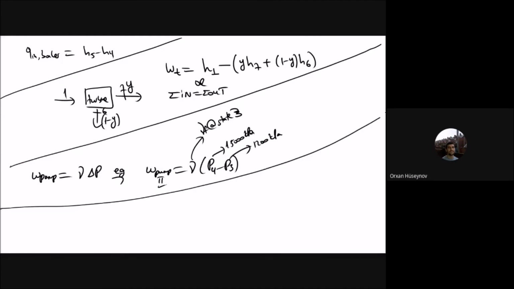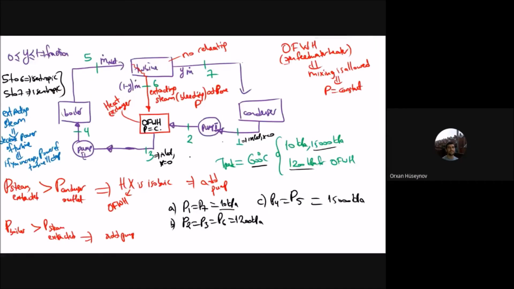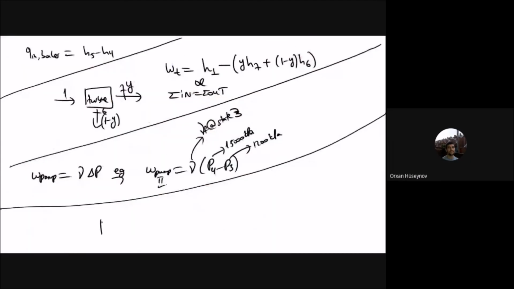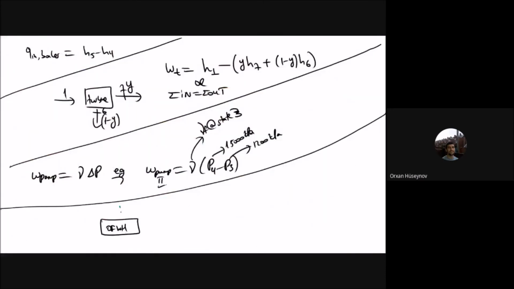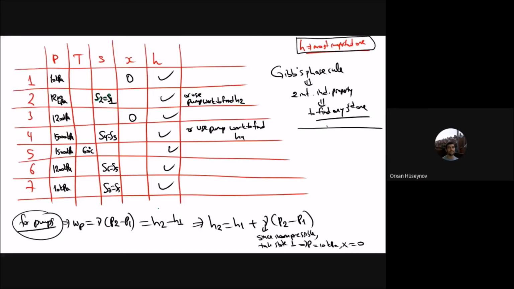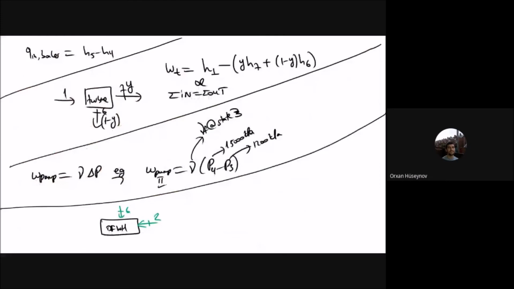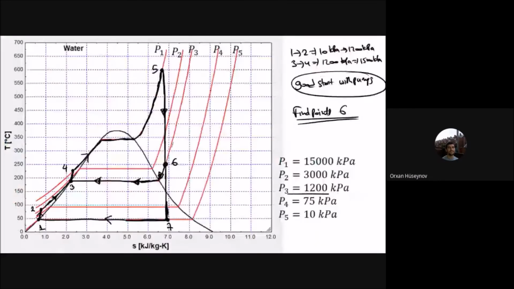Okay, or what we can do is find the open feed water heater values. So if you go back to here, I have the open feed water heater. And for that open feed water heater, you have one inlet from the pump, which is 1 minus y. This is 6. Let me just write the values here. You have 6, and then you have this inlet from the condenser, which is 2. And we have the outlet here, which is 3.